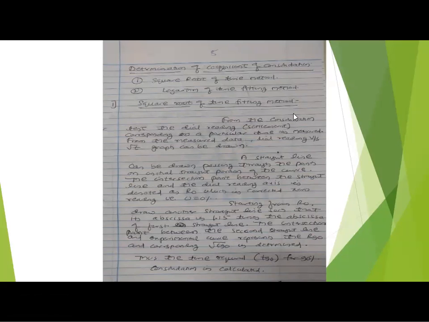Okay, now what is the square root of time fitting method? From the consolidation test, the dial reading, that is the settlement corresponding to a particular time, is measured. From the measured data, a dial reading versus root t graph can be drawn. So what is meant by that? Before doing this method, we should know about the consolidometer. For a particular time, we apply the pressure. After applying the pressure, what we note down is the settlement. So settlement and time you will get here. Of course, pressure is also there, but we are not concerned about pressure here. We are bothered about time and settlement.